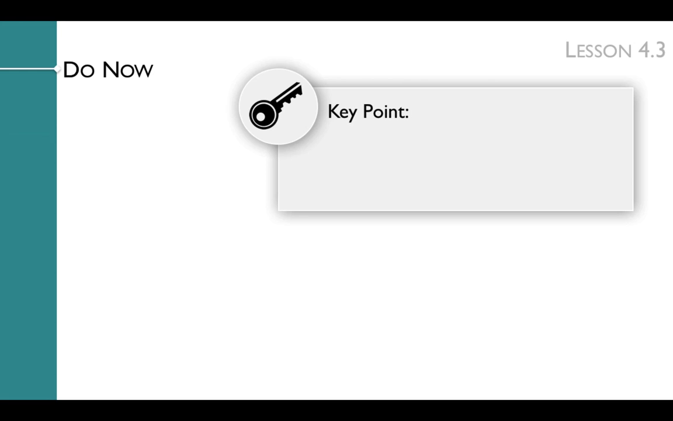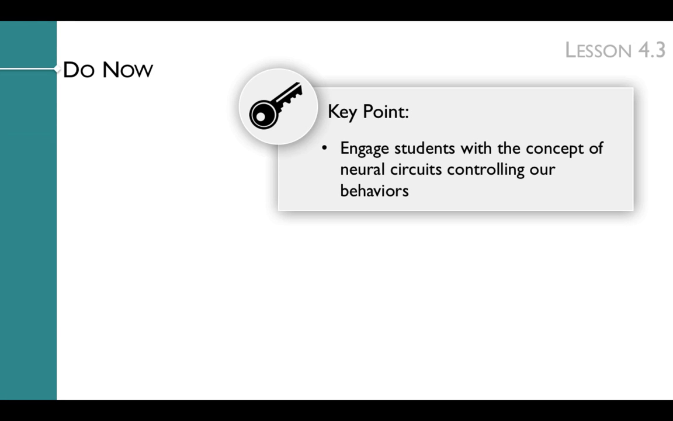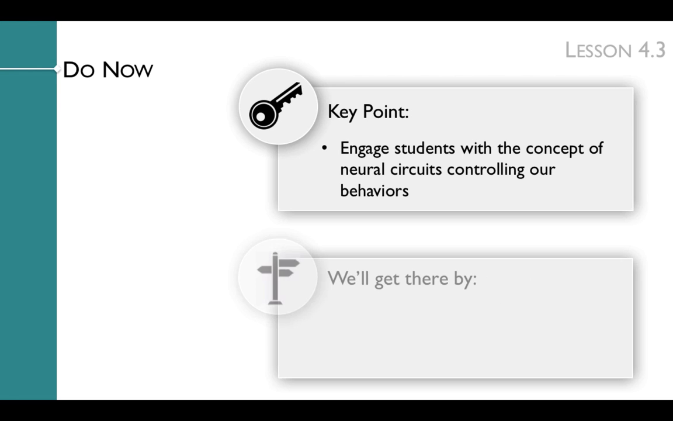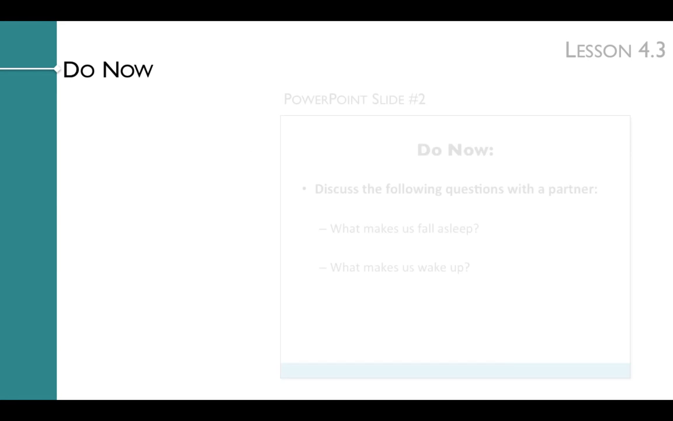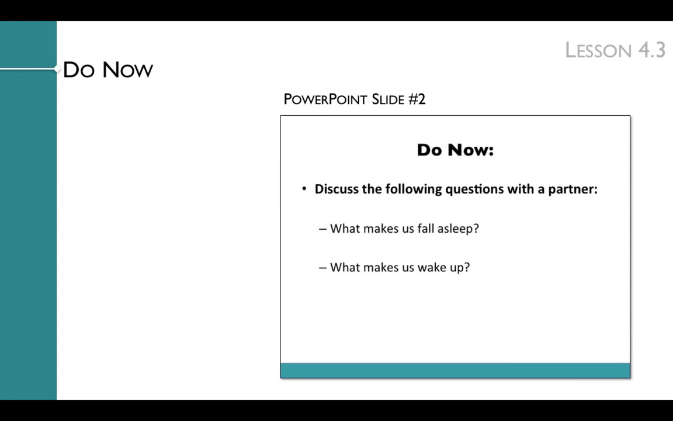The key point of the do now is to engage students with the concept of neural circuits controlling our behaviors. We'll get to this key point by brainstorming things that make us fall asleep and things that make us wake up. In the do now, students will discuss 2 questions with a partner: what makes us fall asleep and what makes us wake up. You'll then discuss this do now later in the discussion.